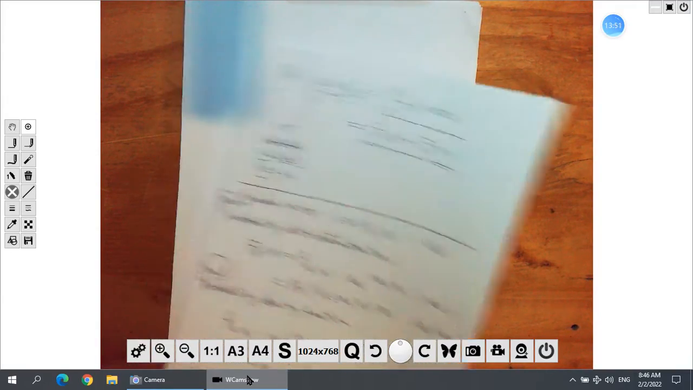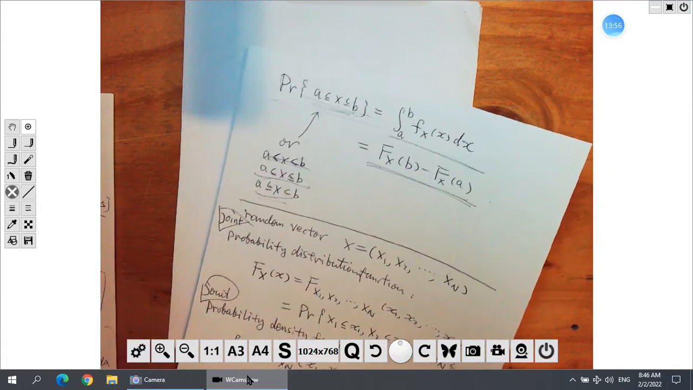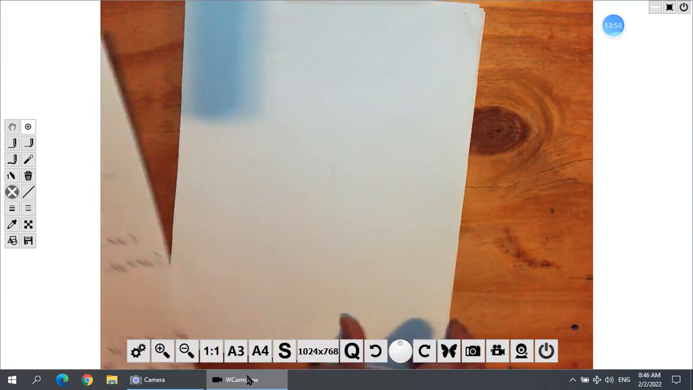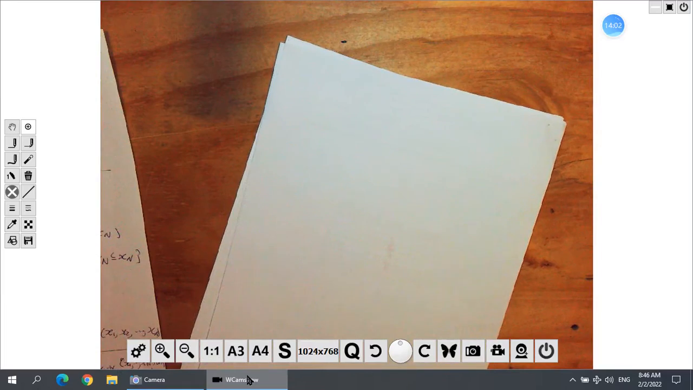Okay. Let me see. I have one page. Where did I put it? Oh, I see.